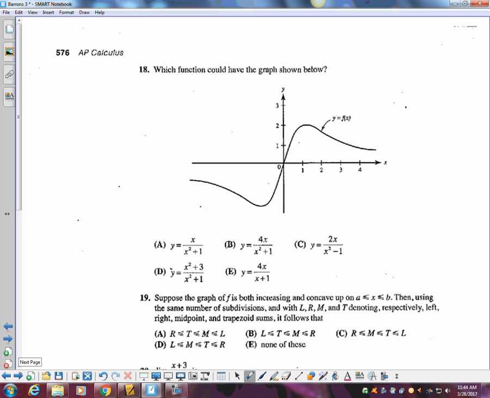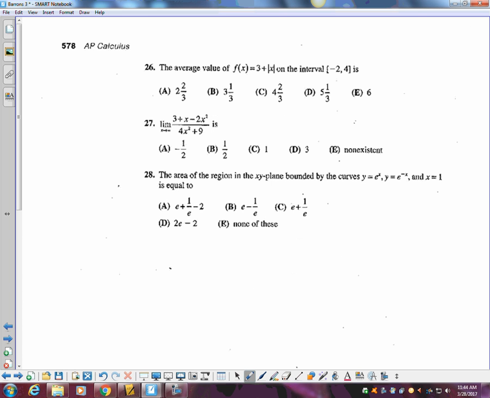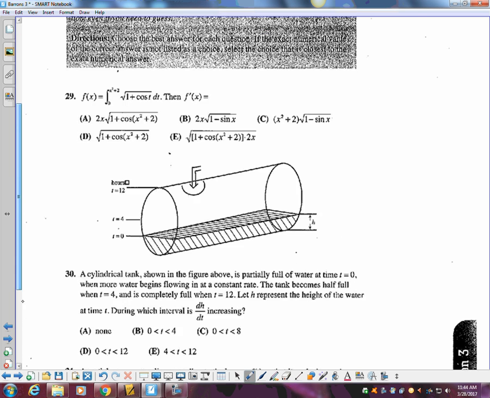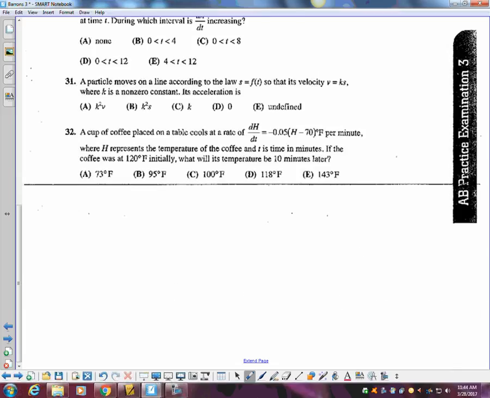Number 32. And this is calculator active. Yay. A cup of coffee placed on a table cools at a rate of 0.05(H - 70) per minute, where H is the temperature of the coffee. So this is dH/dt, the change in the temperature, and t is in minutes. If the coffee was 120 degrees initially, what's the temperature 10 minutes later?